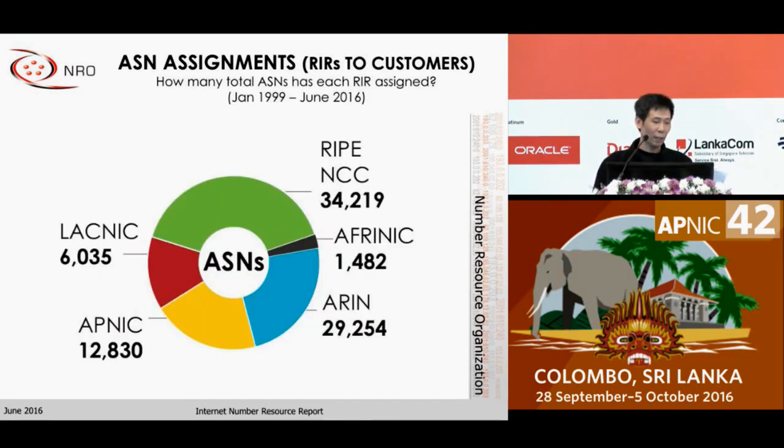This pie chart shows the total AS number assignment in each region. RIPE NCC delegated over 34,000 AS numbers, followed by ARIN, which delegated over 29,000 AS numbers. In APNIC's case, we have delegated over 12,000 AS numbers.